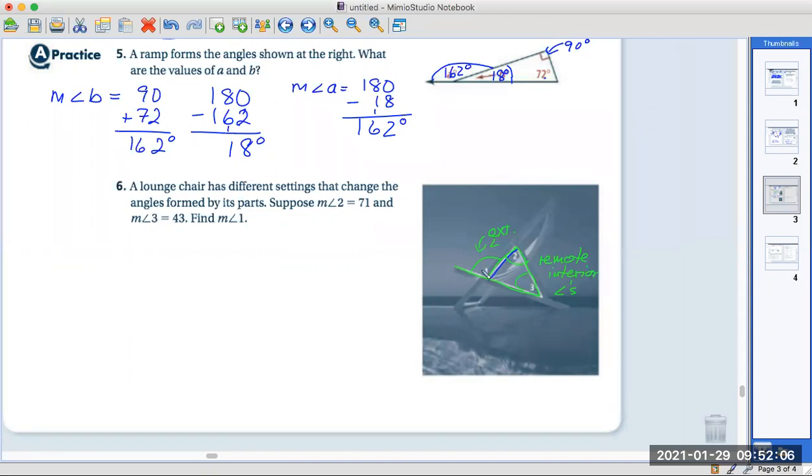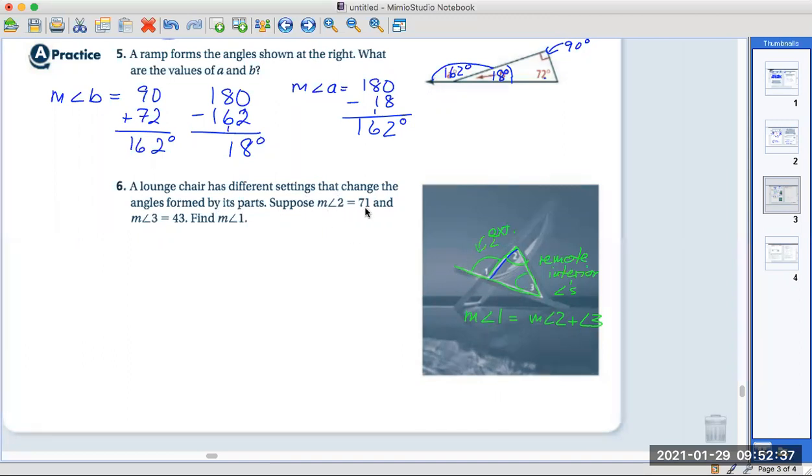So the sum of these two is equal to that one. So I'm just writing it out so that you see it again. I haven't even checked the question yet, what they're asking. Measure angle 2 plus measure angle 3. So add these two, you get the third one. Okay, they're giving us numbers, so that's good. A lounge chair has different settings that change the angles. Yep, you could pull that up and then fold it back. So you pull this thing up.